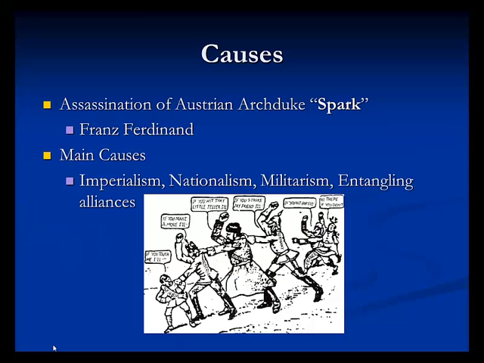Here we're going to take a brief look at the causes of the war. The initial spark that set off the fighting was the assassination of Archduke Franz Ferdinand, who was the heir to the throne of Austria-Hungary. Ferdinand was assassinated by Serbian nationalists who wanted to break from Austria-Hungary to form their own nation in the Balkans. Note that I said this was the spark that started the fighting. However, the main causes of the war had been building up for quite some time, which were imperialism, the building up of militaries, nationalism, and a web of alliances.